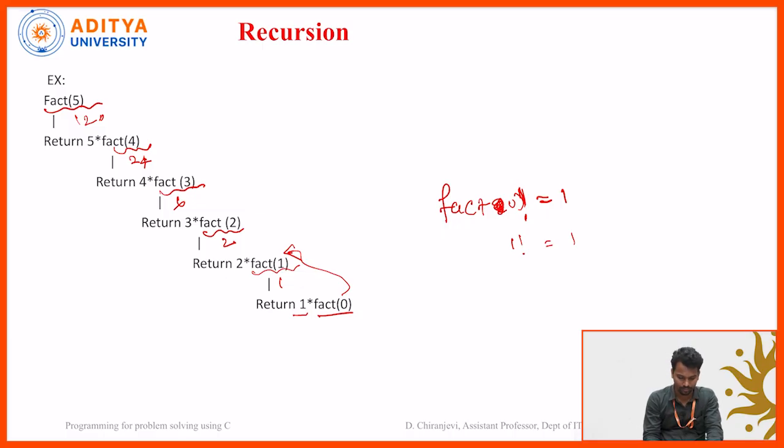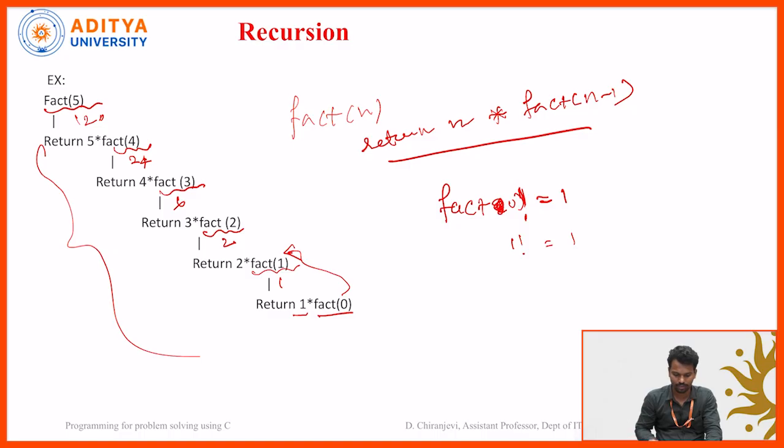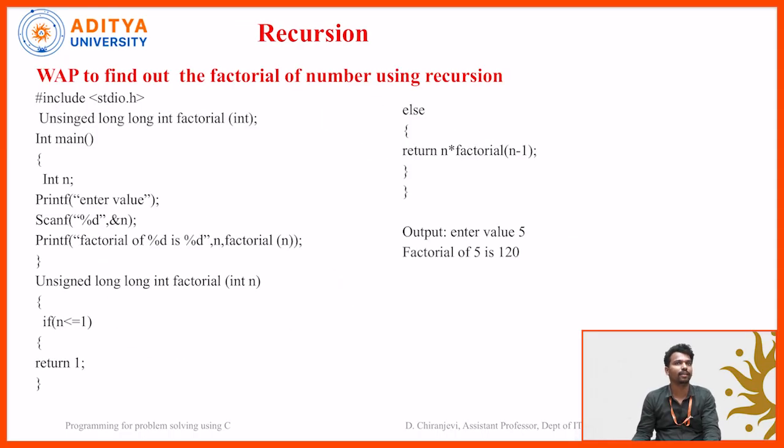So generally, factorial of n, how will you get it? From this you can simply say: return n into factorial of n minus 1. This is the logic, and from this you can derive it. Now let's understand this with a recursion program for finding the factorial of a number.